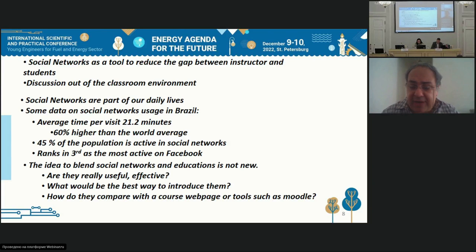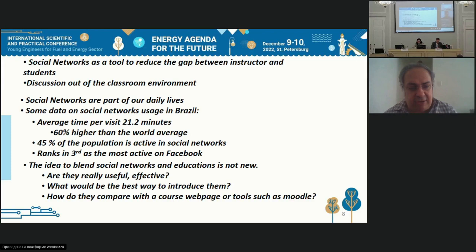So I give you some data on Brazilian use of social networks. The average time is about 21 minutes, which is 6% higher than the world average. So Brazilians use social networks a lot. 45% of people are very active on social networks, and we are the third country in using Facebook. On Instagram and Twitter, Brazil also ranks very high relative to its population.